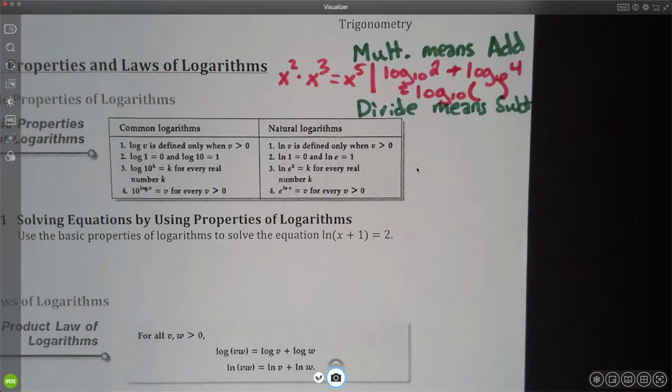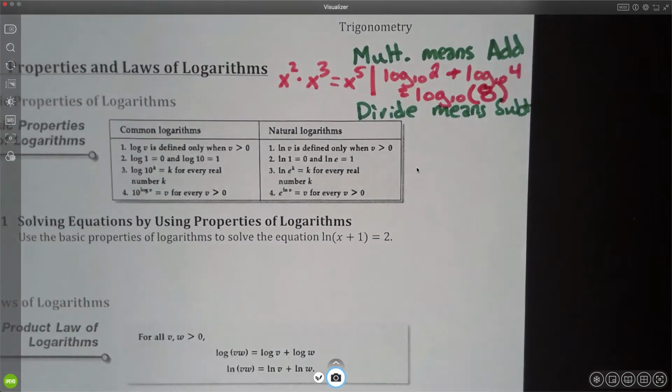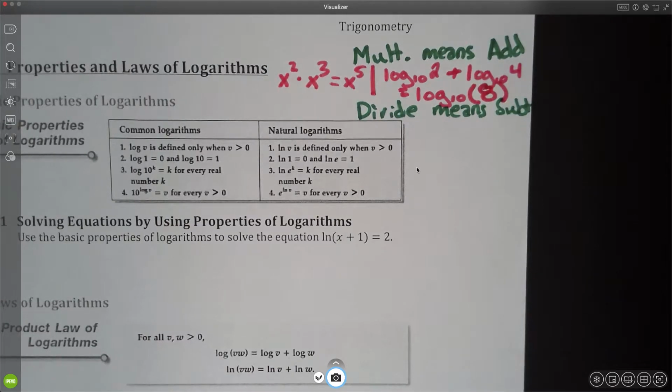Yeah, they are inverses of each other because exponentials and logs are inverses of each other. What number goes in the parentheses? 2 and 4 make 8. There you go. So, when you're adding two logs together, you can combine them into one log by multiplying.